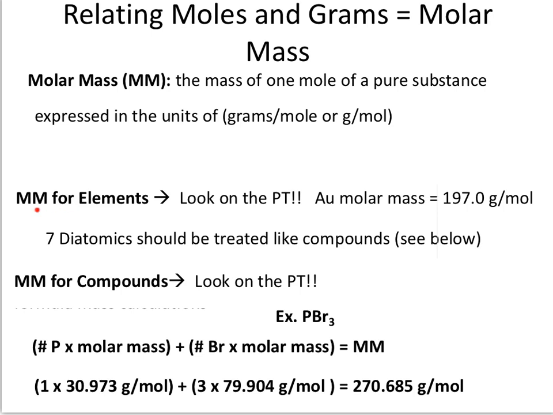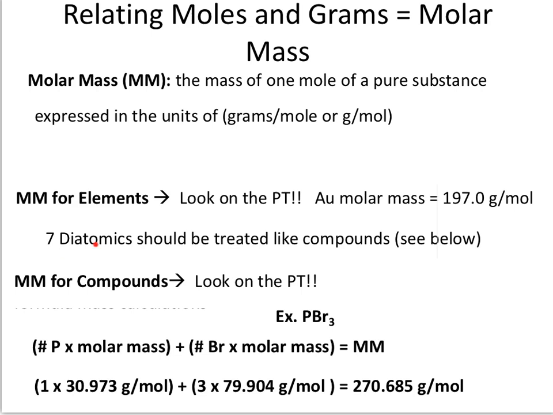Now, in order to get the molar mass for individual elements, we're just going to look on the periodic table. We're going to look below the element symbol on the periodic table. If we were to look below gold here, we would see 197.0. Now, you may be saying that that's the average atomic mass. Yes, that's the average atomic mass. That's the mass of the element, and that's going to correspond to 197.0 grams for every 1 mole for that specific element.